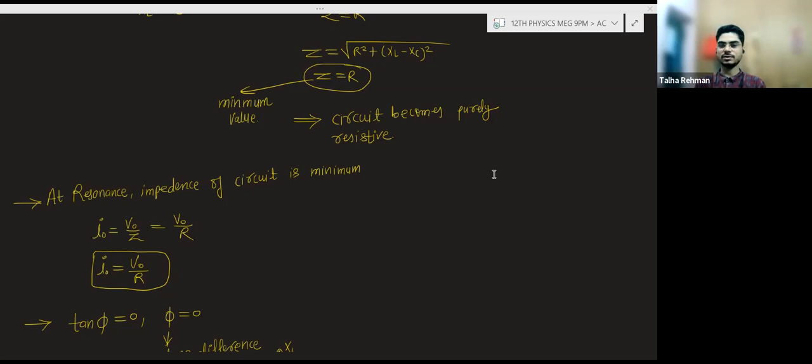But please, the chapter is completing and we are moving in the forward direction. But don't forget to revise the previous things. Otherwise, there will be no use if you are moving in a forward direction and you are forgetting what you have done earlier.